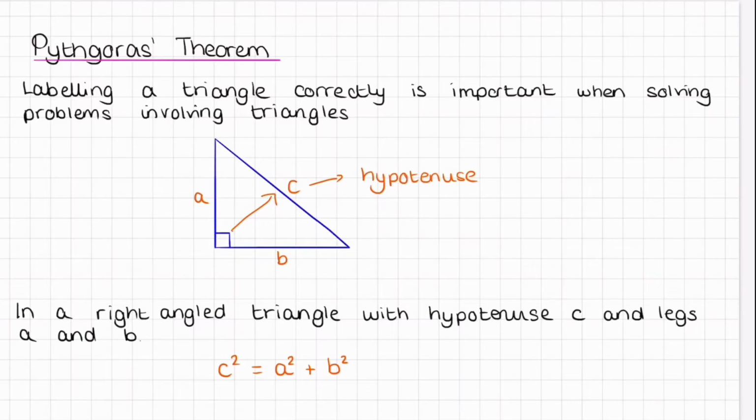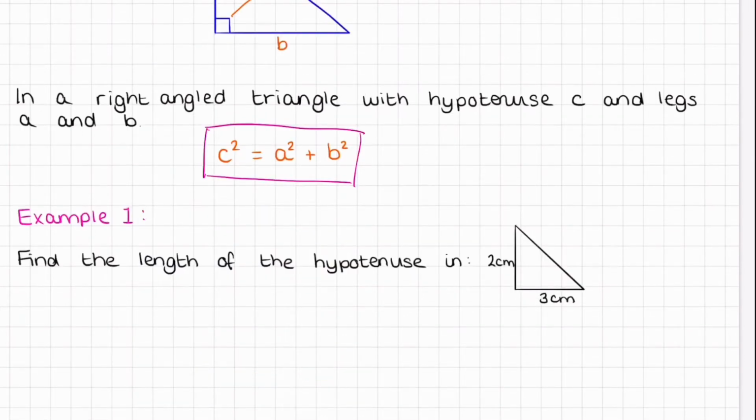Now when we have a right angle triangle, we can use Pythagoras' theorem to work out the lengths of the sides. And it is this lovely formula here, c squared equals a squared plus b squared. You should have done that in grade 9 maths, so for the majority of you, hopefully this will just be some revision. Alright, we're going to just do two examples.